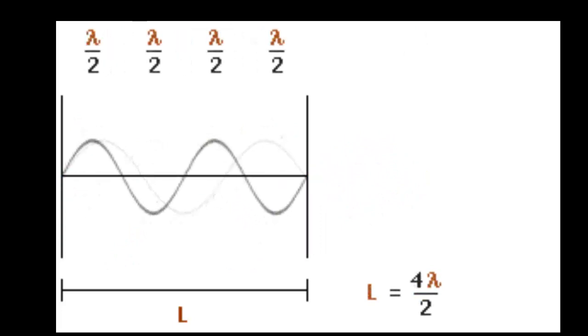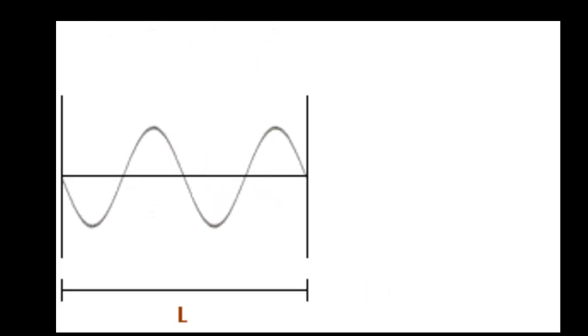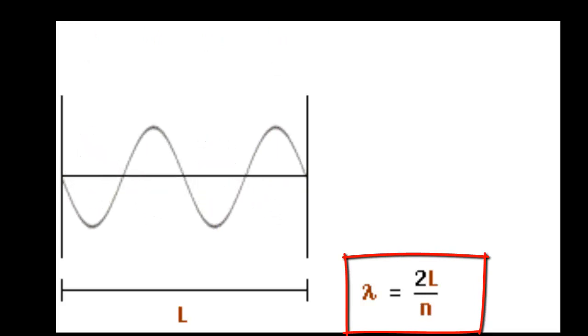The fourth harmonic. When a wave is fixed at both ends, wavelength is twice the length of the string divided by n, the number of the harmonic.